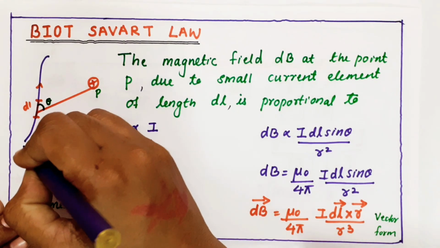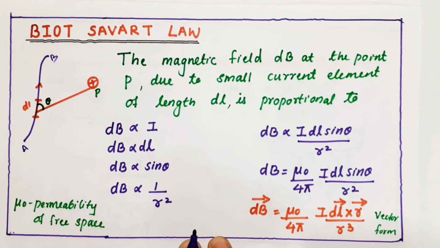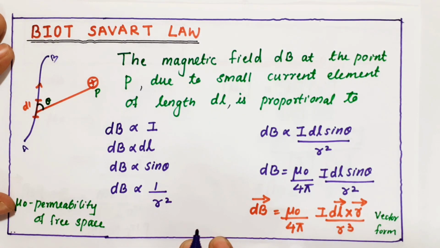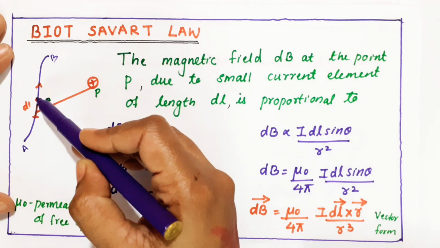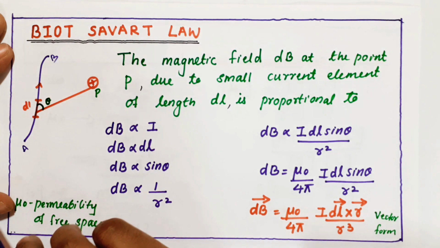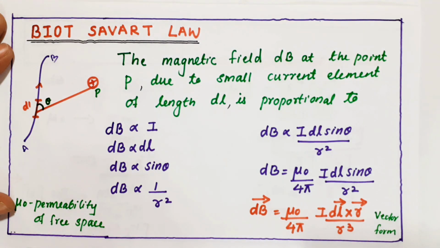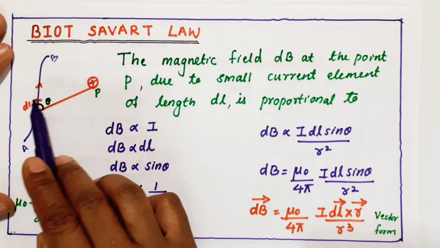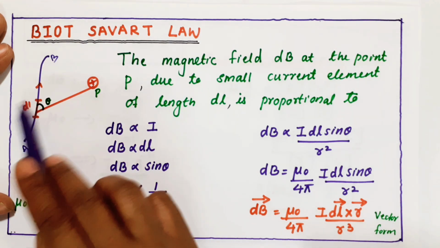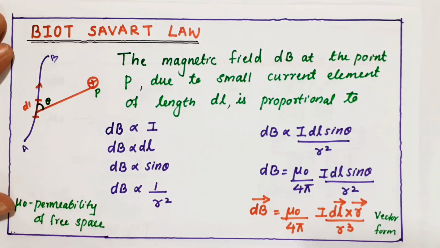Let AB be a current carrying conductor. It's a part of a current carrying conductor. I am taking a small element of length dl. I need to find the magnetic field at the point P. So this is a current carrying conductor AB, we are taking a small element of length dl, and we need to find the magnetic field at point P.